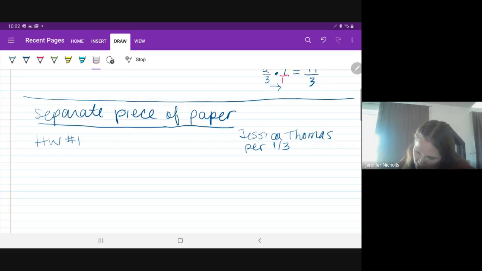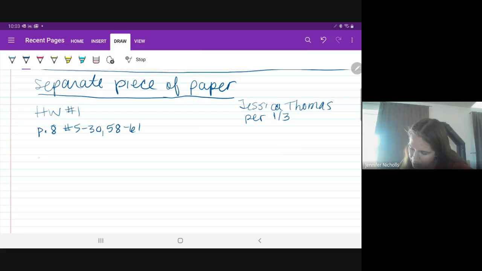The homework, I'm going to write it down for you, and then you can write this on your piece of paper. You're going to write the assignment at the top: page 8, number 5 through 30, comma, 58 through 61. So your homework's going to look like this. And then we're on problem number 5 on page 8. So we're kind of starting it together.